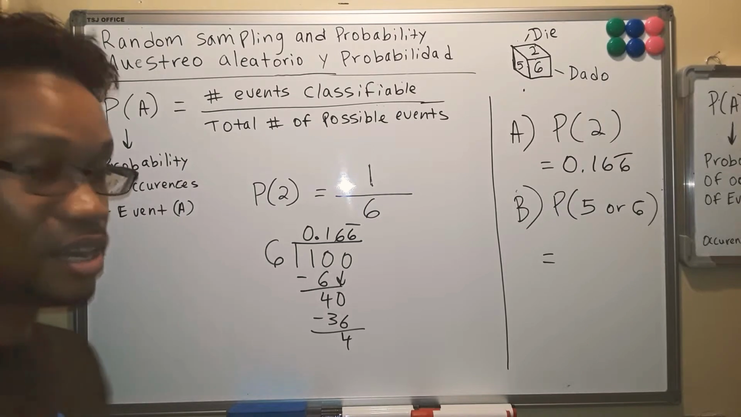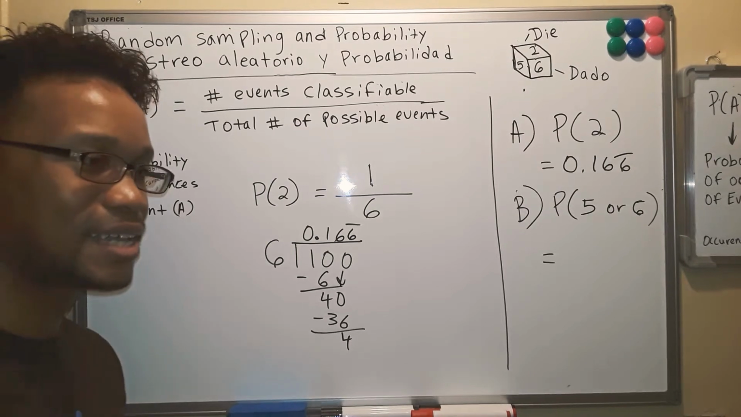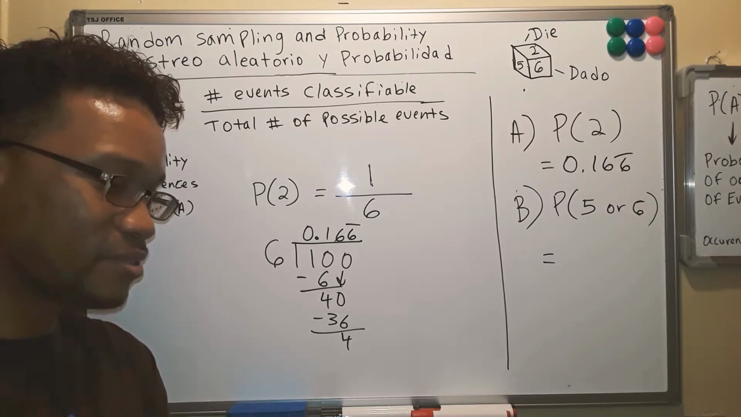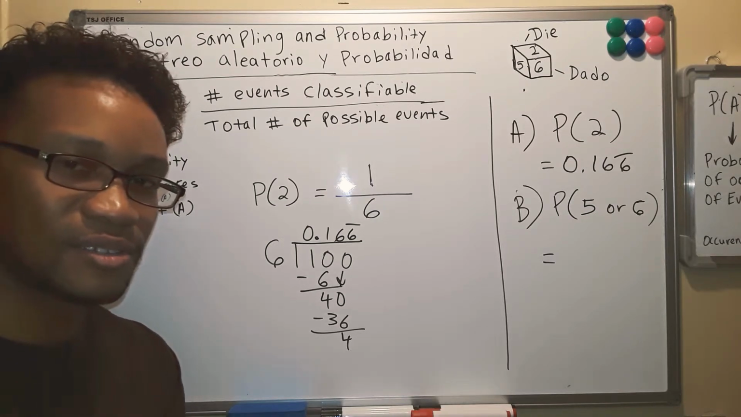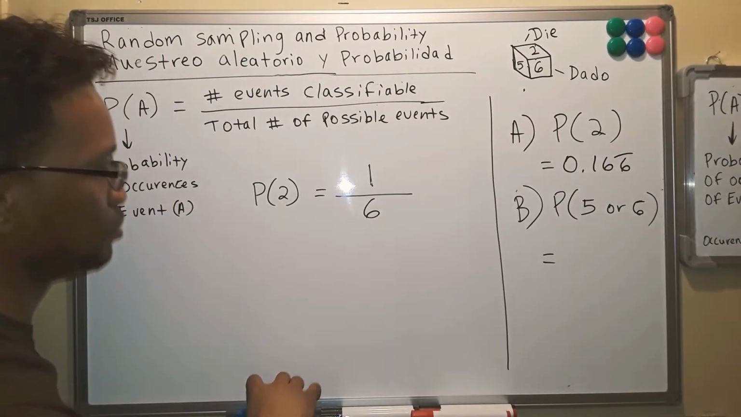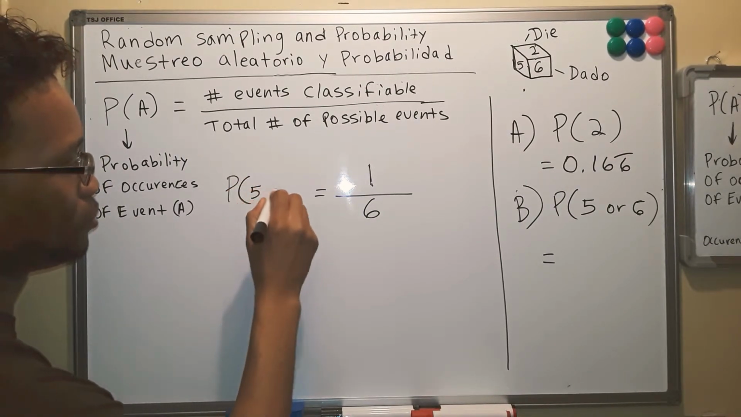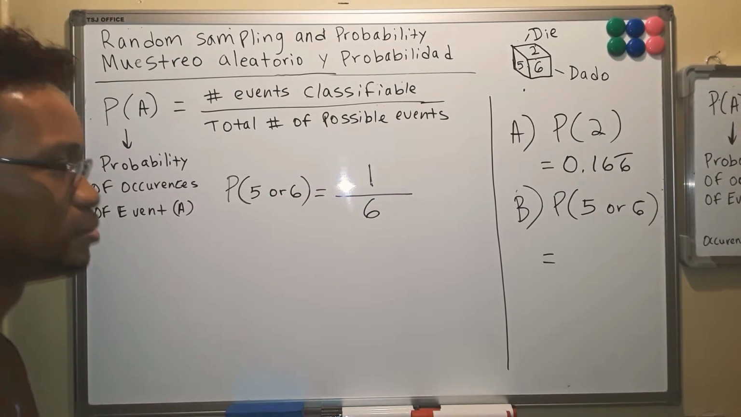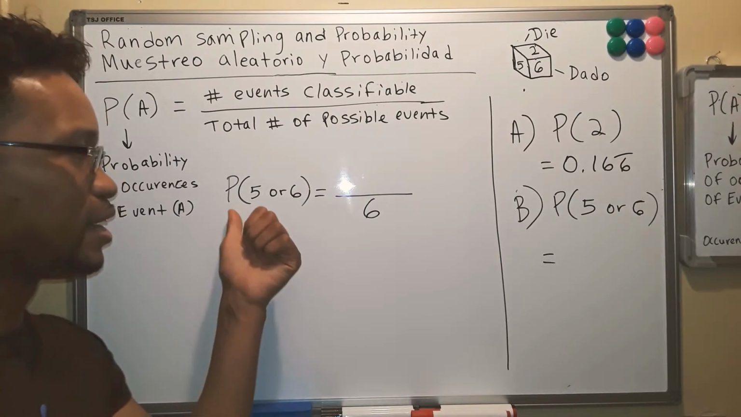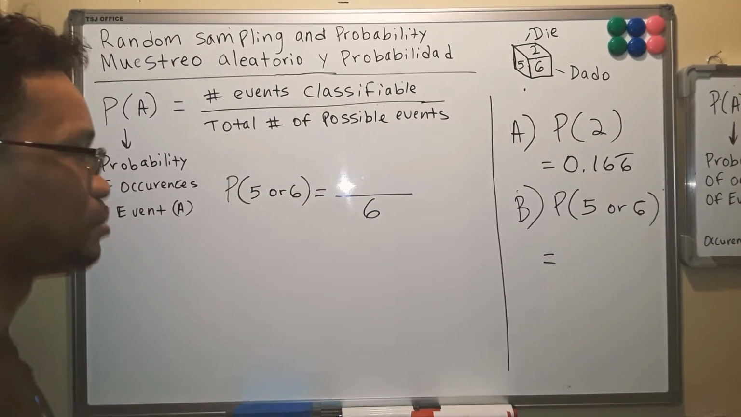Okay? Now the second problem. What happens if it lands on 5 or 6? ¿Qué pasa si el dado se cae en el piso y sale un número 5 o 6? Obviously, I'm going to change this up a bit. The probability of 5 or 6, right? So I'm going to erase the top number. What's the probability that 5 or 6 will occur on top?